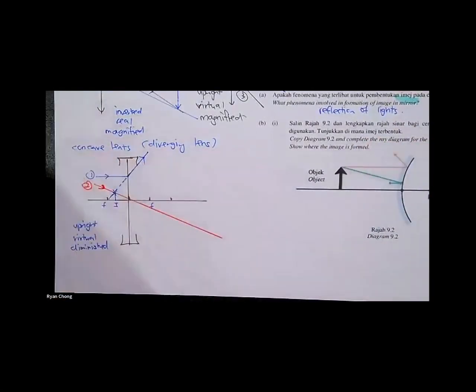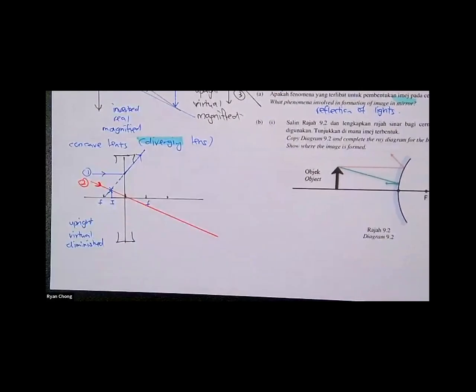To ask you to memorize all of the 4 main diagrams, convex lens, convex mirror, concave lens, concave mirror, and so on, may give you a lot of headache because you have a lot of things to memorize. So now I tell you, look carefully.